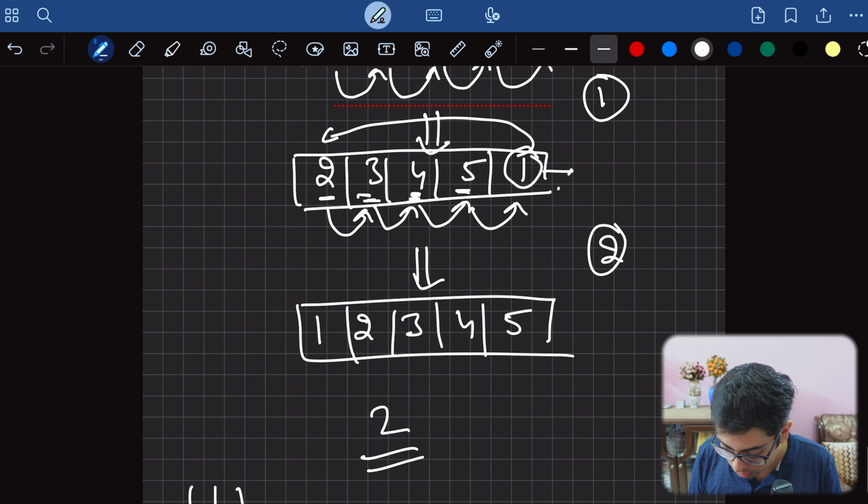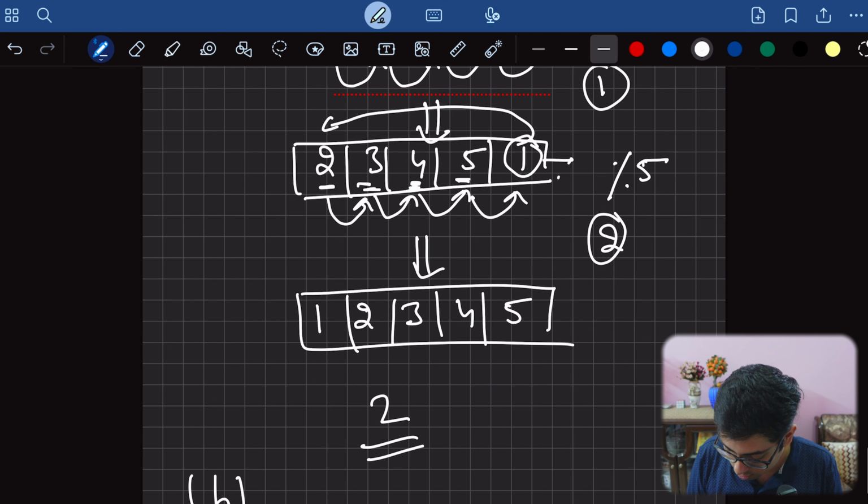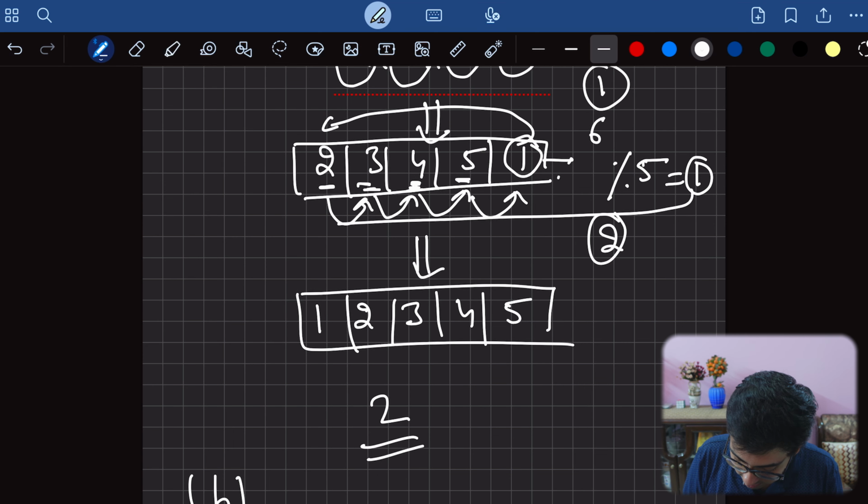Why modulo? Because what is the size of this array? 5. The length of this is 5. So if we take modulo 5, if this is on the fifth location, assuming that it's not zero index, I'm assuming it's from the first index. If you shift it one step ahead, it's going to go to the sixth position. But since it's modulo 5, it's going to return 1. So 1 is our answer here.